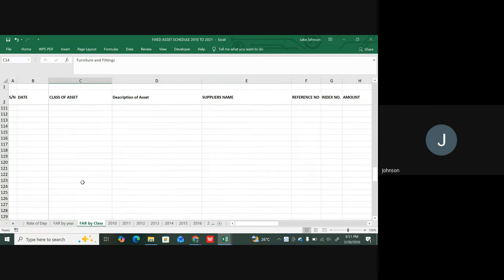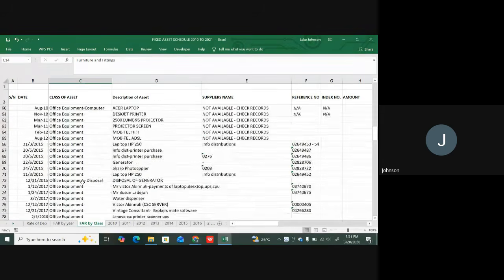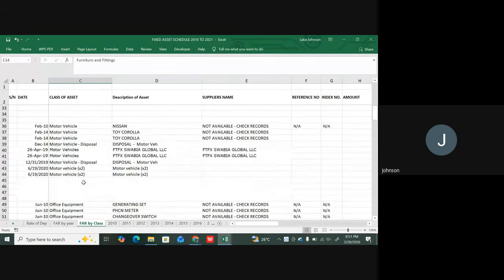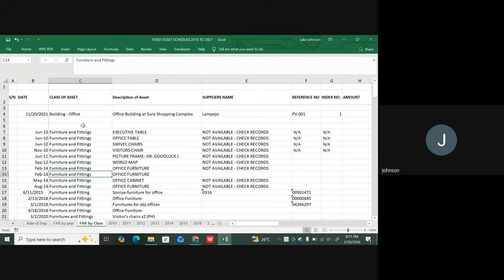So with this classification, we now discover that all our assets are classified into just office equipment, as well as motor vehicles, as well as furniture and fittings, as well as office building. So that is how we classified it. So you should know the difference between the two.